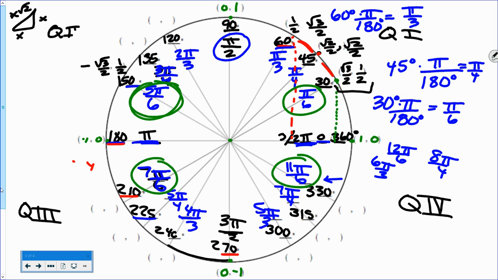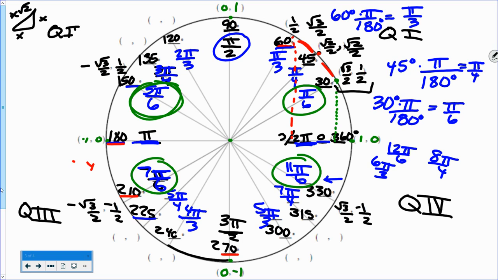So here's my next, 7 pi over 6 is my next pi over 6 angle. So I use the exact same coordinates, square root of 3 over 2 and 1/2, but they are both negative in quadrant 3. My last pi over 6 angle is 11 pi over 6. So I use my square root of 3 over 2, comma 1/2 in that order, but my y coordinates are negative in quadrant 4. So I need a negative.